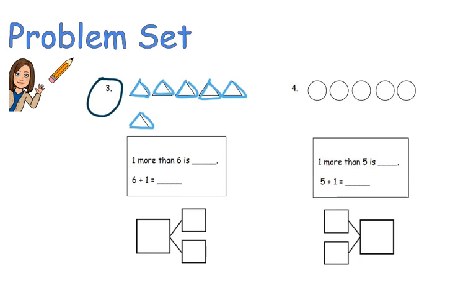All right, now we have to draw one more. Draw one more triangle. Okay, let's read our sentence. 1 more than 6 is blank. So, what do we have to do now? We have to count them all together. Let's start counting. I know we had 6 to start with, so I could say 6, 7. 1 more than 6 is 7.